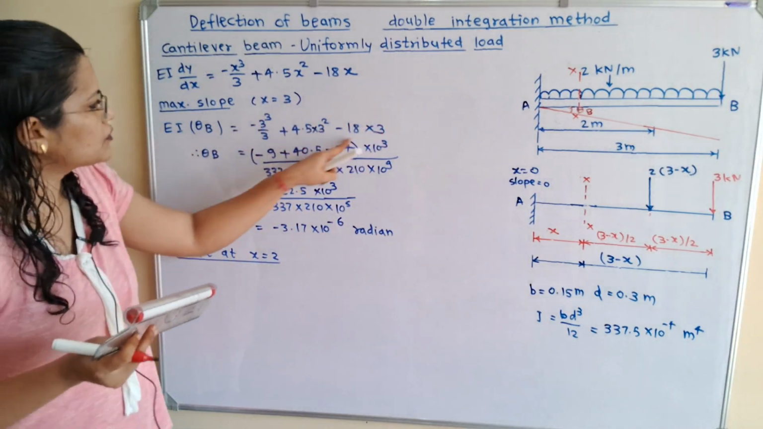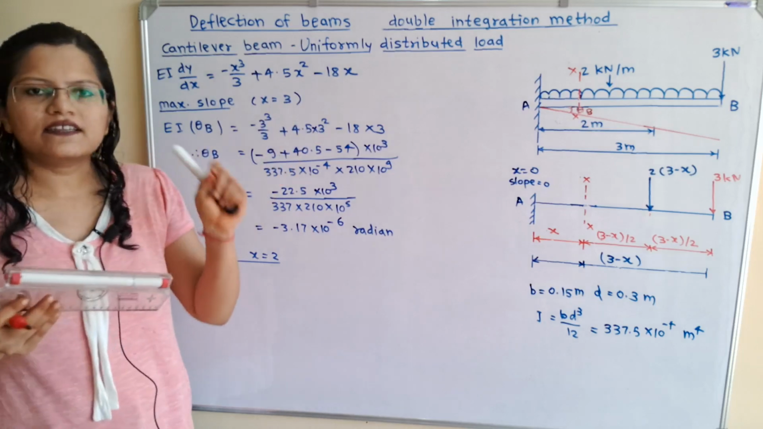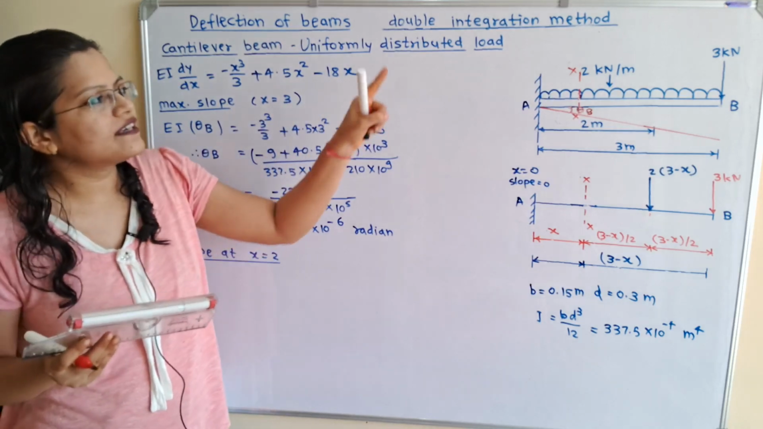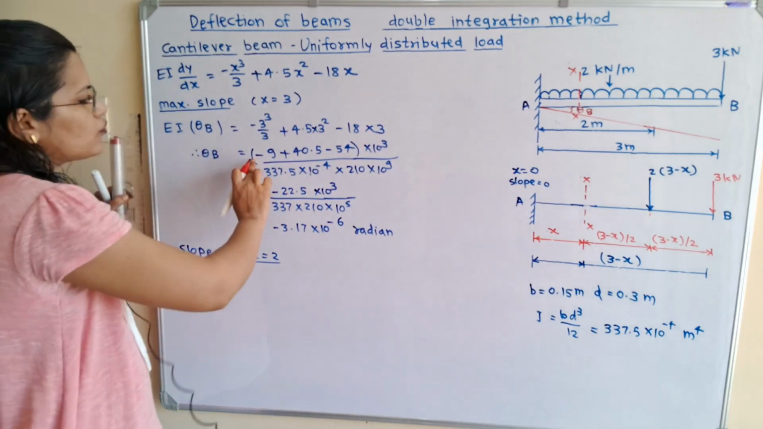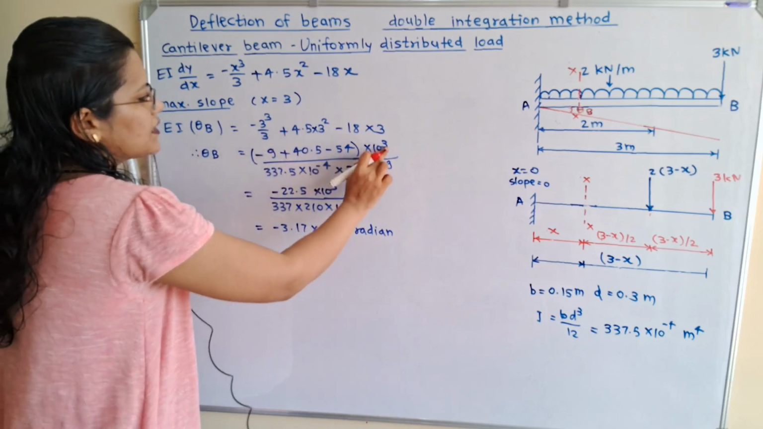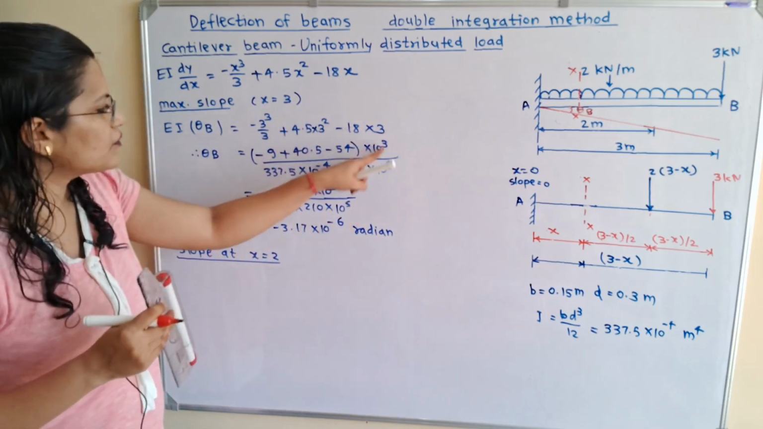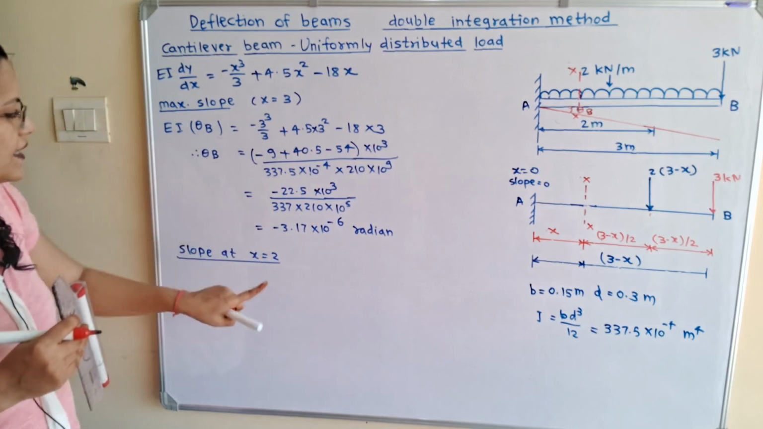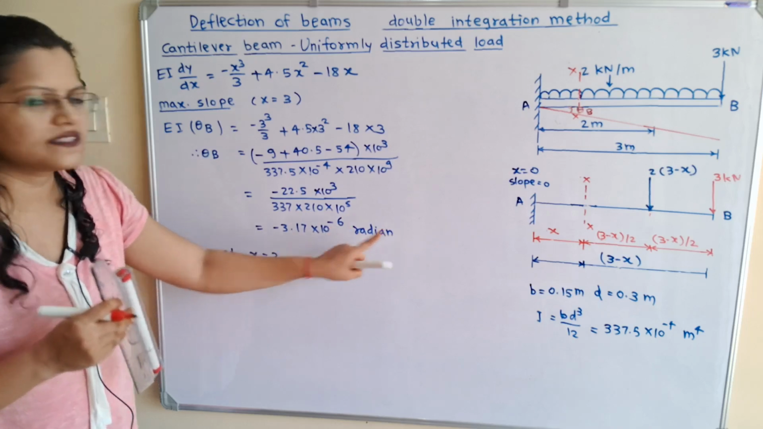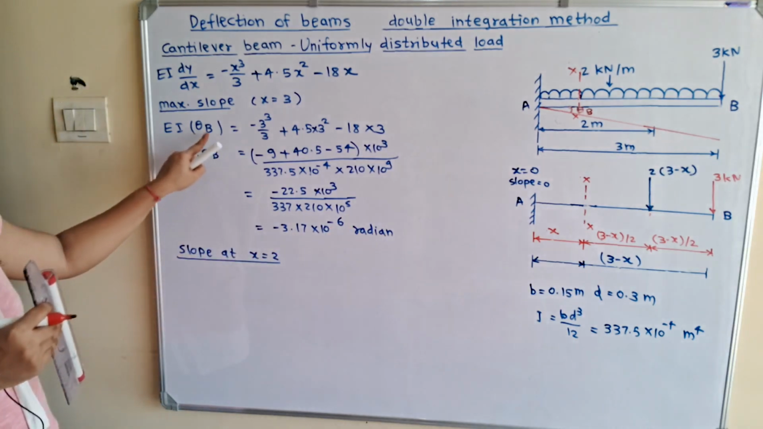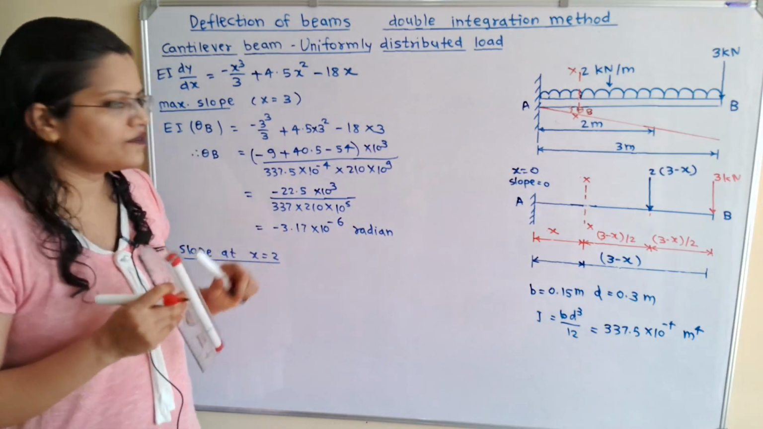And if we observe this right hand side, then we have used the load in terms of kilonewton, but the standard unit is Newton. So we have to multiply this numerator with 10 raised to 3. Now when we solve this, we will get the answer minus 3.17 into 10 raised to minus 6 radian. So this theta B will be measured in terms of radian.